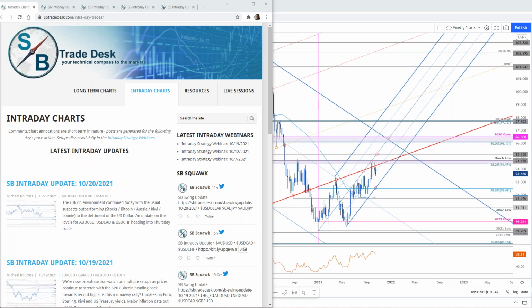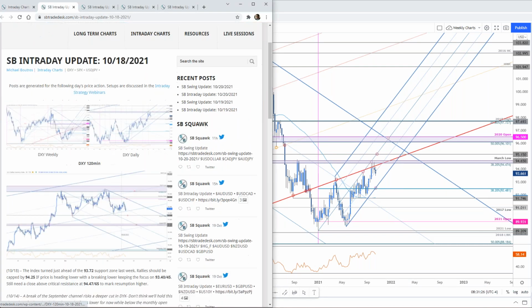But on the menu for today: DXY, dollar yen, SPX, dollar CAD, Aussie dollar, a quick note on dollar Swiss, euro, sterling, Kiwi, the US 10-year, gold, and Bitcoin. It's a fully loaded calendar, so let's jump right in. Any other questions or trade setups, as always, feel free to throw them on the message board. So let's get started. Here is what the DXY looks like now.